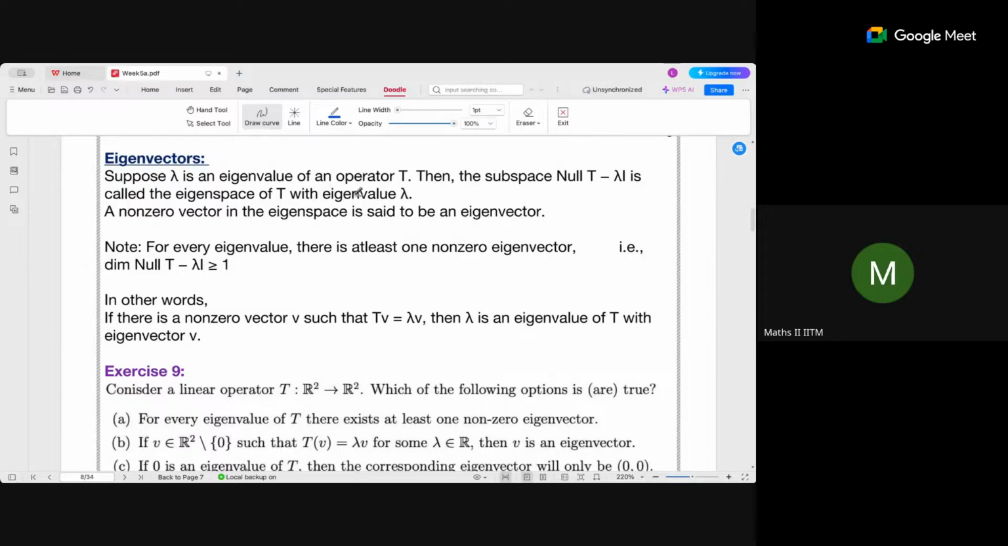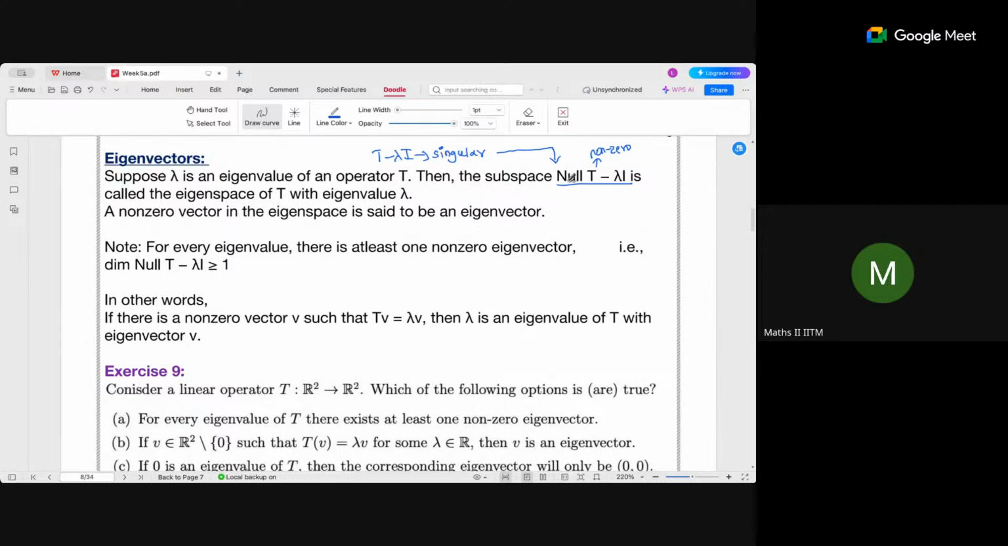Suppose lambda is an eigenvalue of an operator T. What do we know? If lambda is an eigenvalue, it means T minus lambda I is singular. If this is singular, then the null space of T minus lambda I is non-zero. All the vectors here together we call the eigenspace, and the non-zero vectors are called the eigenvectors.